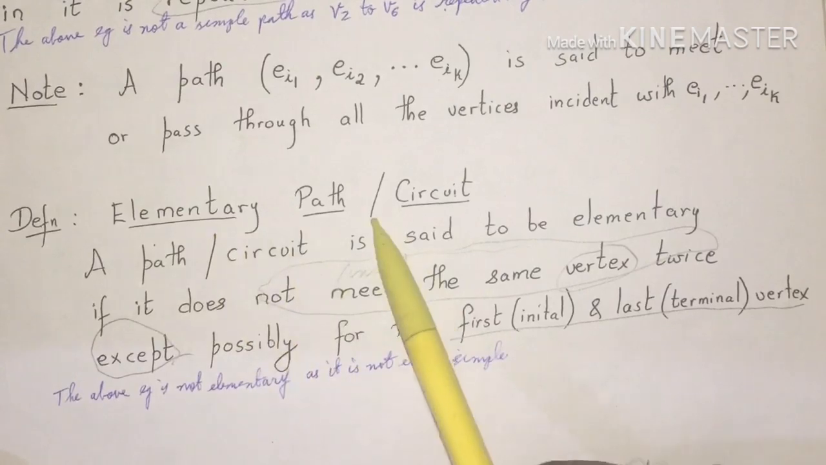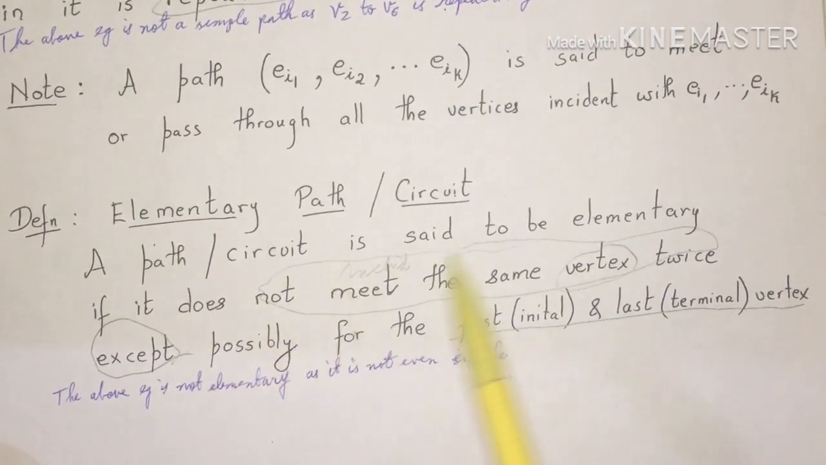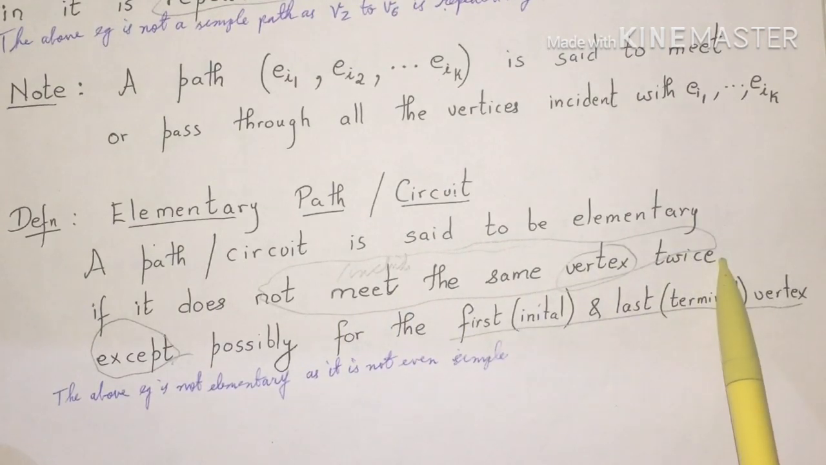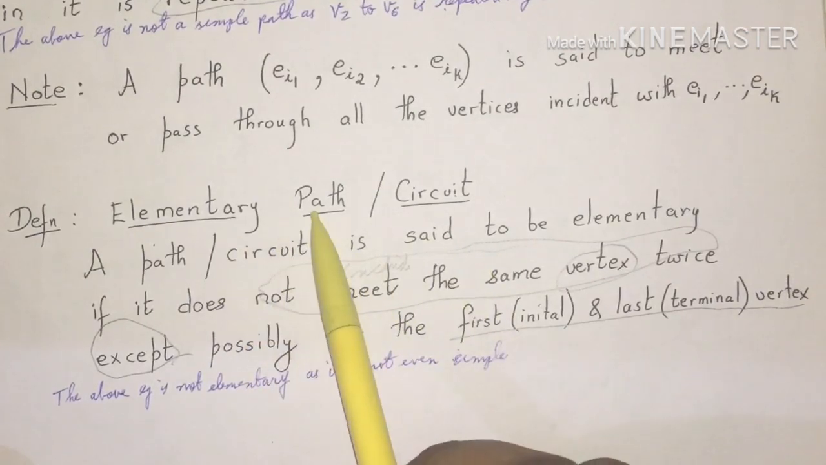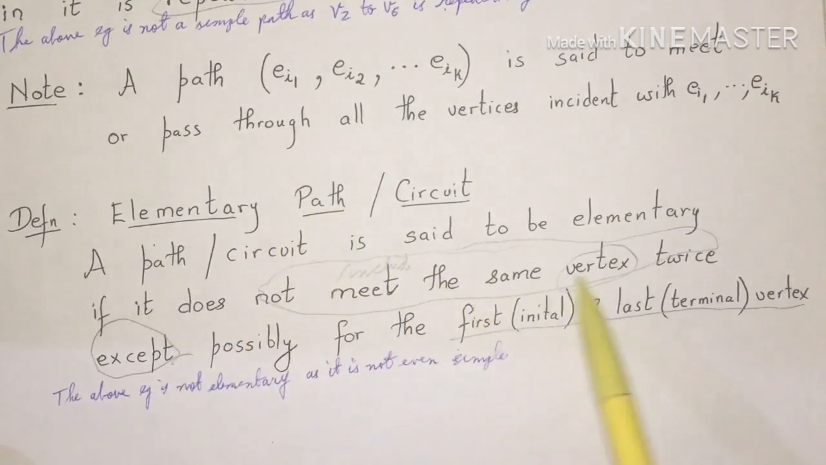Definition of elementary path and a circuit. A path or a circuit is said to be elementary if it does not meet the same vertex twice, except possibly for the first, that is the initial, and the last, that is the terminal vertex. This condition is true only in case of a circuit, as the basic definition of a circuit is the initial and terminal vertex coincide. Else for a path, just this condition that it does not meet the same vertex twice.